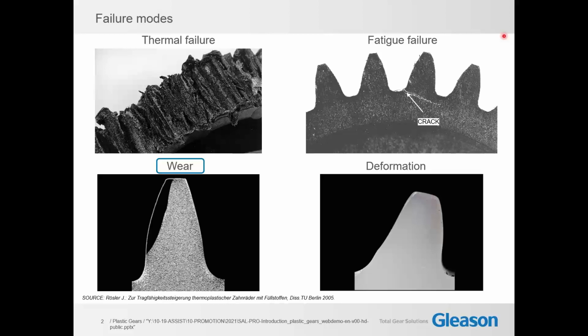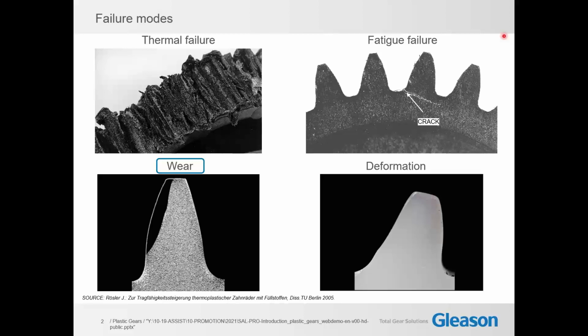In the top right corner, the classical crack that progresses through the root of a tooth is not a common failure mode in plastic gears. It's in particular there for thermoplastics with a high crystallinity grade, for example, PEEK, under high load.